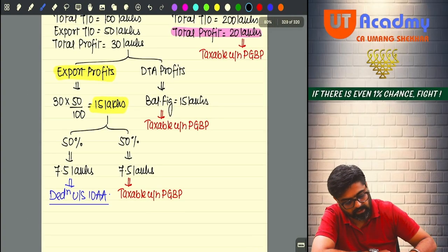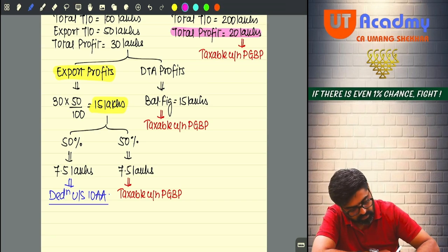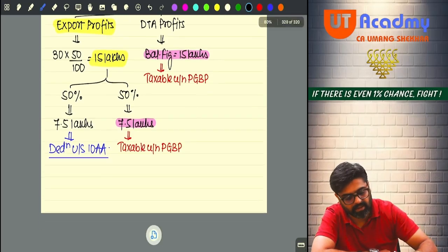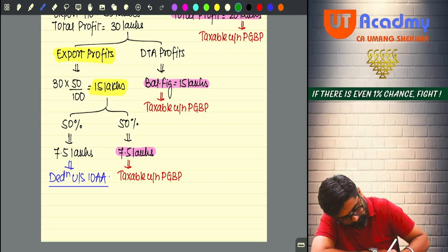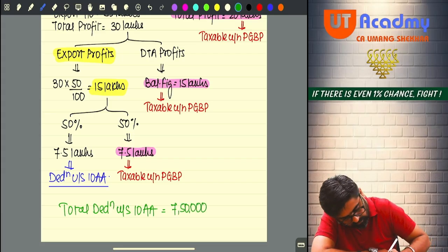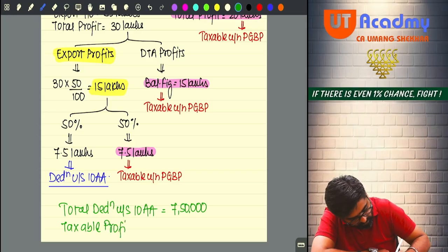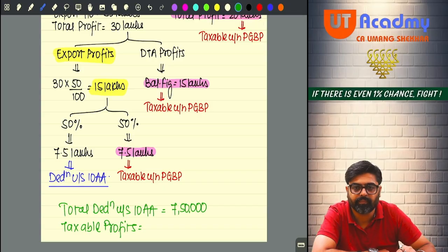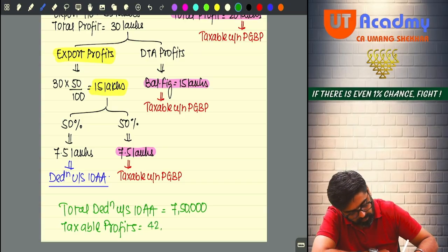This will be taxable. Now, do you have the taxable amount? This 15, this 20 and this 7.5. Color, pink color. So if they tell you in the same question, they tell you the total deduction under section 10AA. So your answer will be 7,50,000 and the taxable profits for this year will be 20 lakh plus 15 lakhs. It will be 35 lakhs. Okay. And then 35 plus 7.5 will be 42.5 lakhs. Okay. So 42 lakh 50,000.